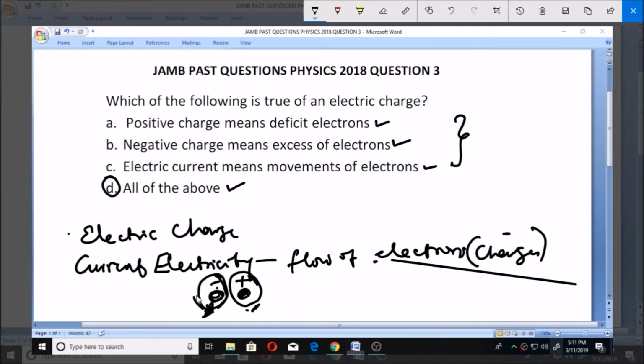So for electric charge, like I said, the electrons are negatively charged. So when they are in excess, you expect a negative charge. The protons are positively charged. When the electrons are deficit, which is the opposite of excess, you expect a positive charge. Then electric current is also the movement of electrons. So all these three are correct. So D is the right answer for this.